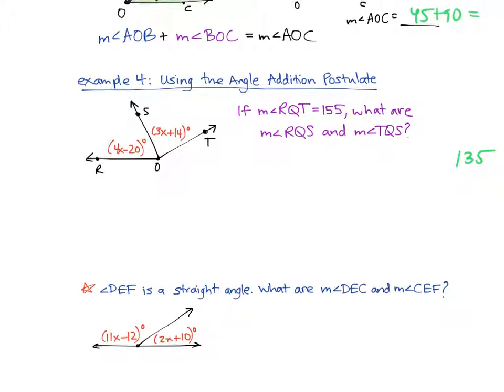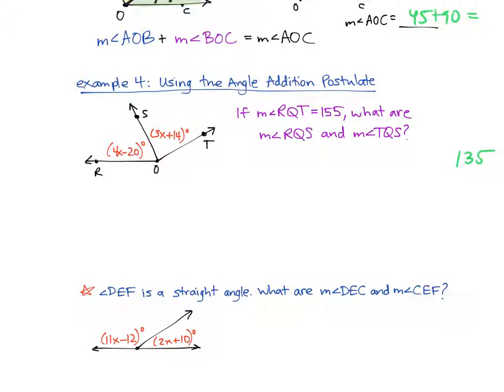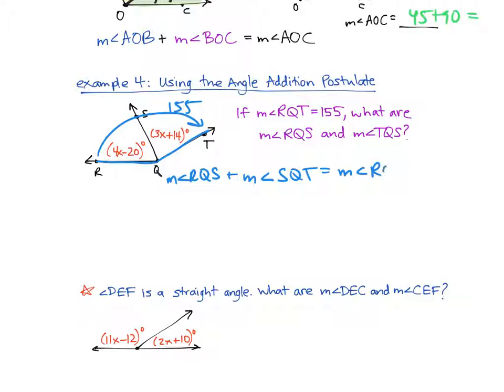Okay, let's use this to solve an example. Oh, it's algebra, yay. We're going to use the angle addition postulate. If angle RQT is 155, so this whole thing is 155, what are the two angles? That means the measure of angle RQS plus the measure of angle SQT equals the measure of angle RQT.